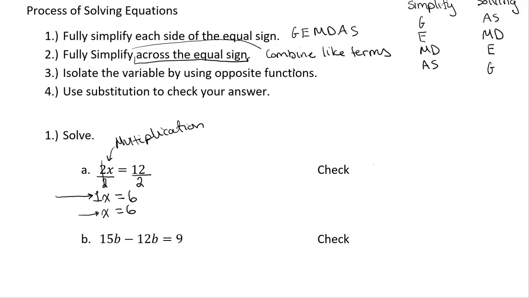So let's go and check. I get 2x equals 12. That's just the original problem. I'll rewrite it with parentheses in place of the variable. And now I substitute 6 in, and I get 12 equals 12. And that is confirmation that my answer is correct.